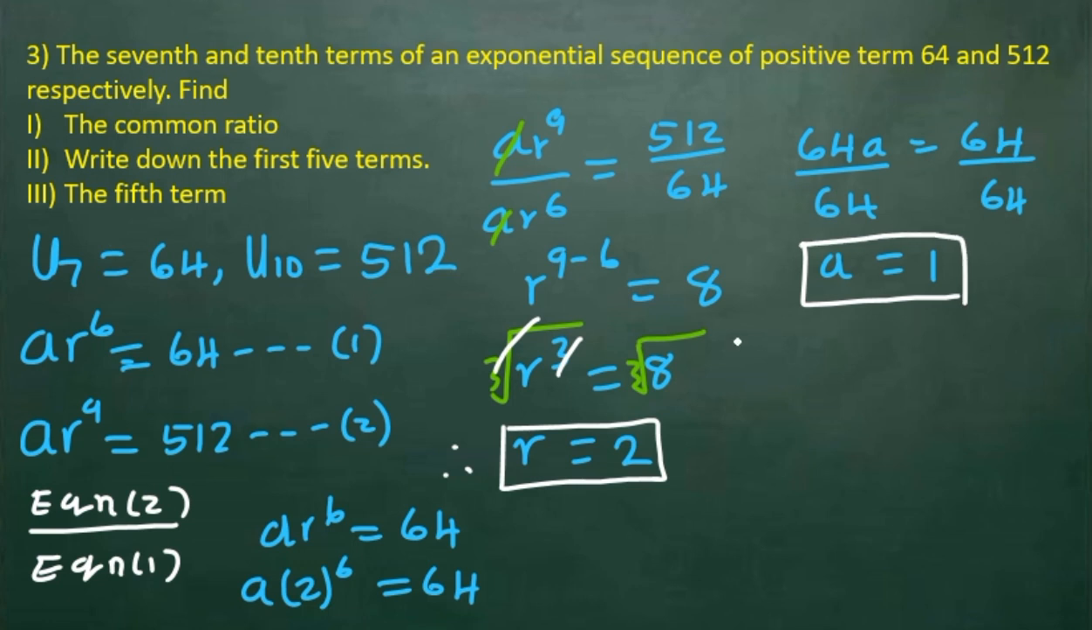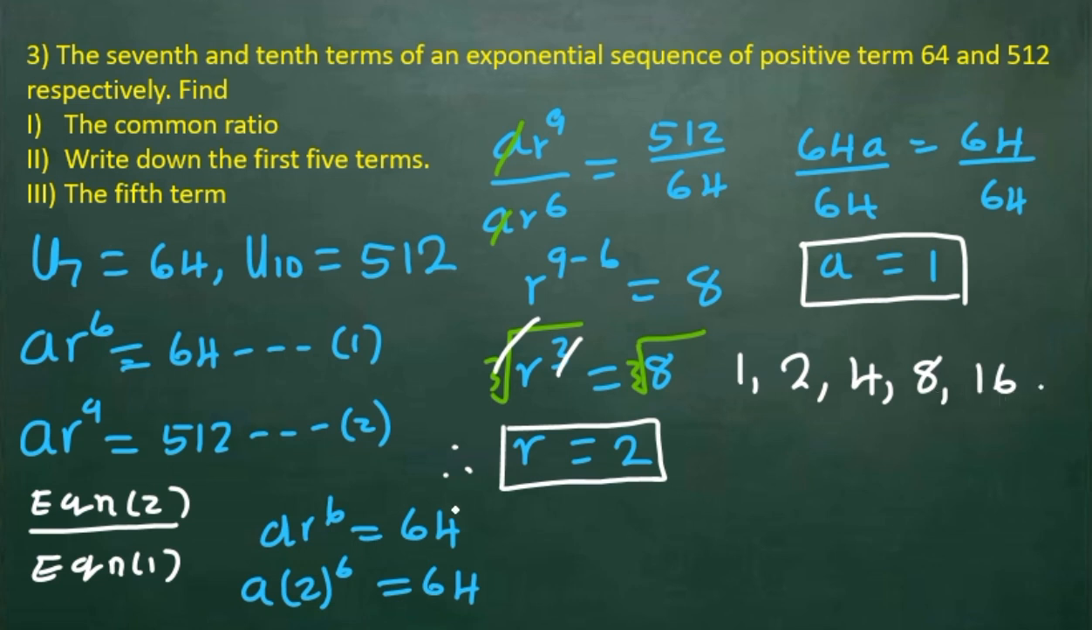Now recall that to generate any term of a geometric sequence, we multiply the previous term by the common ratio. So we know that the first term is 1. The next term will be 2 times 1, which is 2, and the third term will be 2 times 2, which is 4, and the next term will be 4 times 2, which is 8. The next term will be 8 times 2, which is 16. So we can say that the first 5 terms of the sequence are 1, 2, 4, 8, 16.